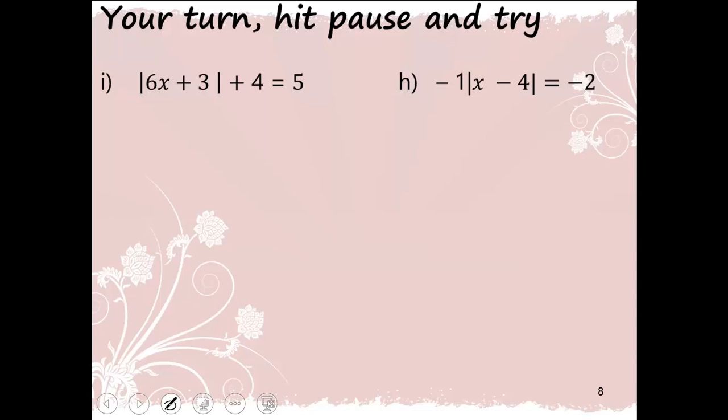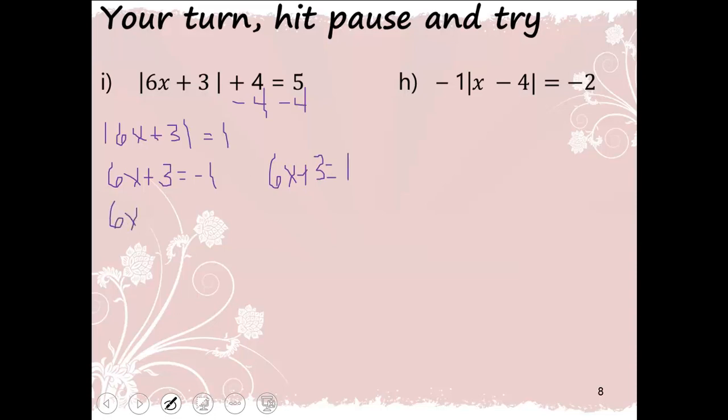You try these two on your own and then come back and look at the answers. I'm going to go ahead and start working. Hit pause if you want to try them on your own. I'm going to isolate first. And I'm going to get 6x plus 3 is equal to 1. Those are an absolute value, so that means 6x plus 3 equals -1, and 6x plus 3 equals 1. And I'm going to solve.